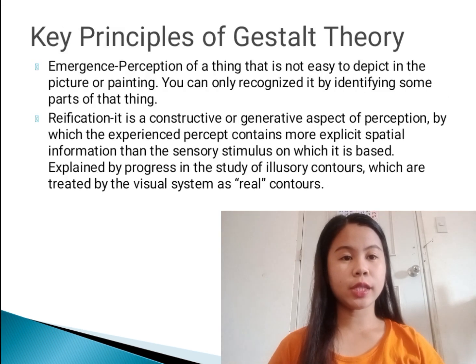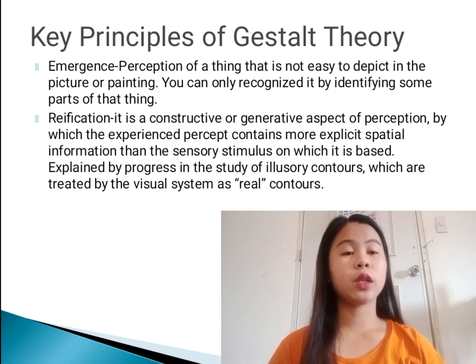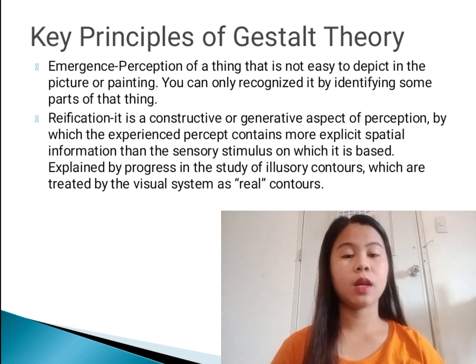Key principles of Gestalt theory: Emergence is the perception of a thing that is not easy to depict in a picture or painting. You can only recognize it by identifying some parts of that thing. Reification is a constructive or generative aspect of perception by which the experience perceived contains more explicit spatial information than the sensory stimulus on which it is based, explained by the process in the study of illusory contours, which are treated by the visual system as real contours.